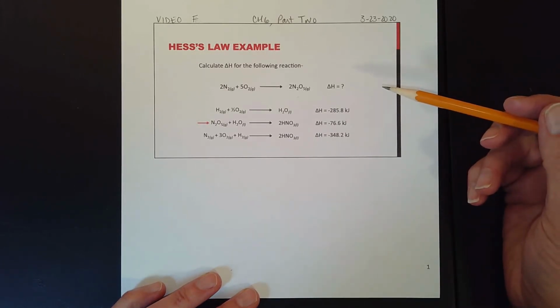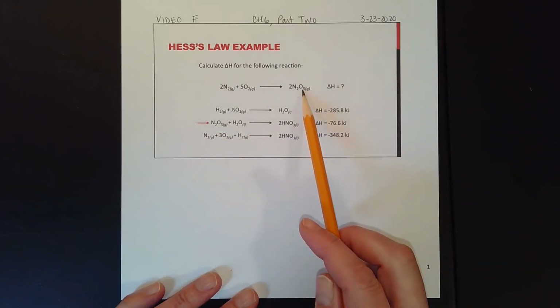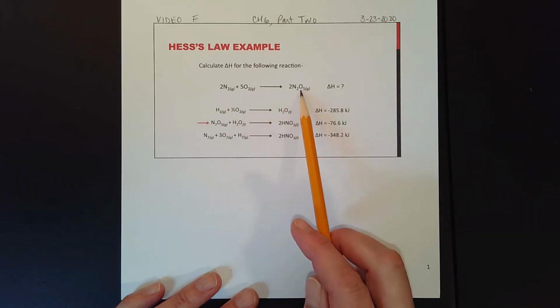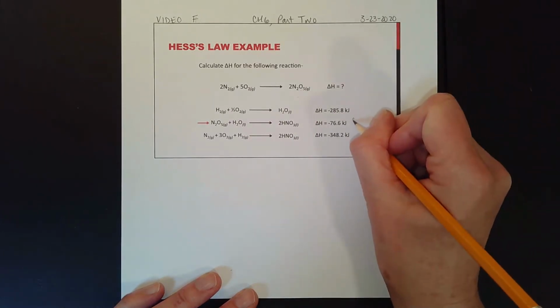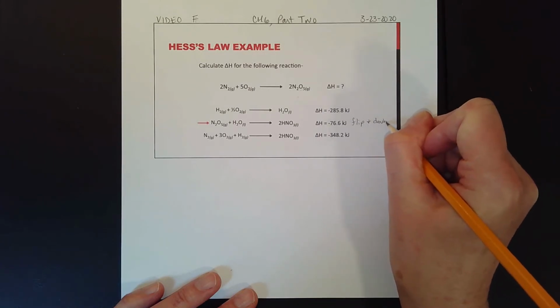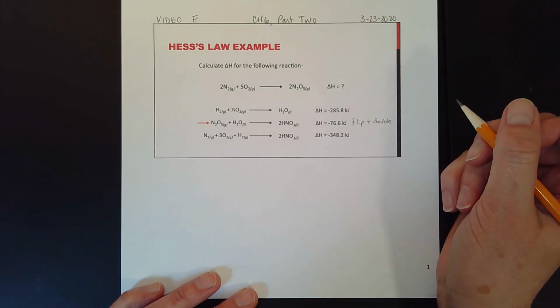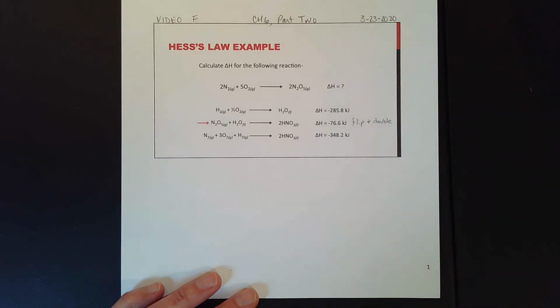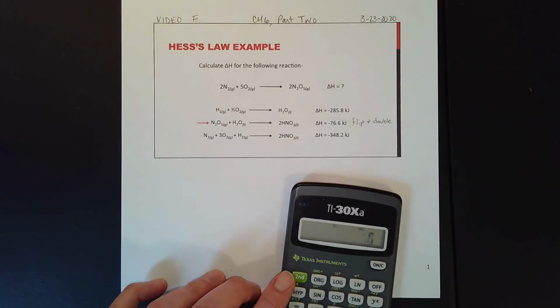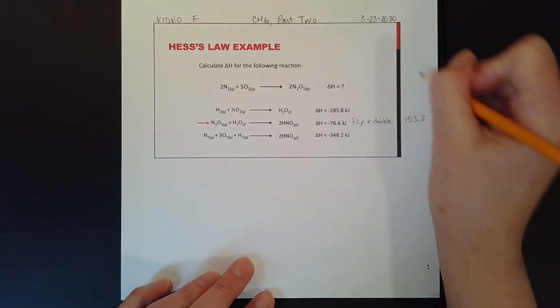I'm going to go ahead and start with this second reaction because I see something I definitely know I need. I definitely need the N2O5. I need it on the right, and I need 2 of them. So I'm going to take this and I'm going to flip it, and I'm going to double it. So when I flip it and double it, that gives me 76.6 times 2, 153.2.